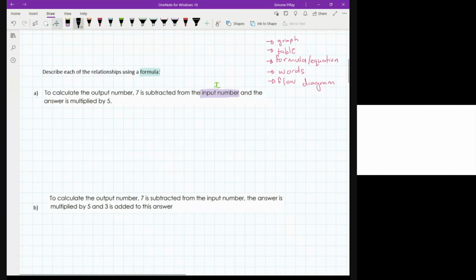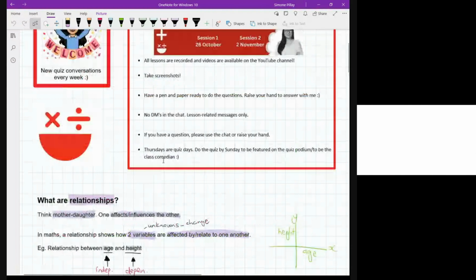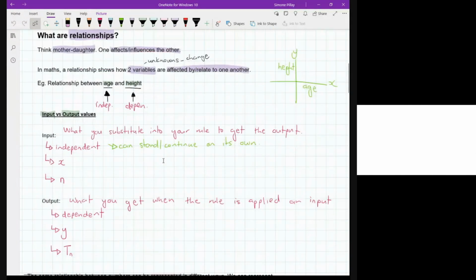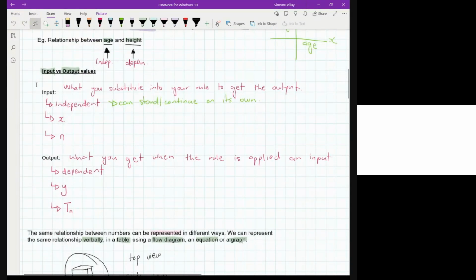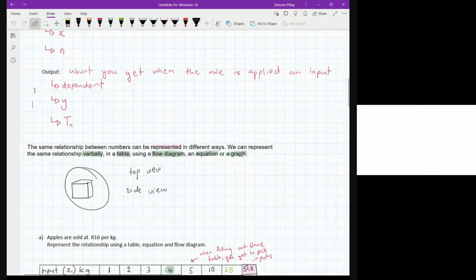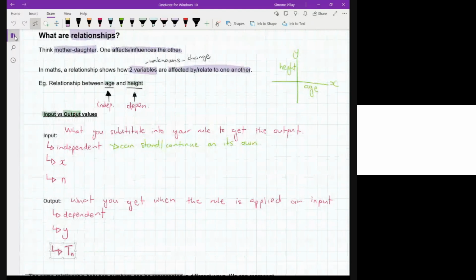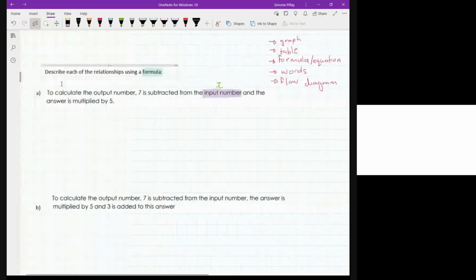Just to do a little bit of a recap, I want us to go back to this lesson we did, and remember what we said. We said that our input in a relationship is an independent variable, and we also call the input x or n. Our output is a dependent variable, and we call our output y, or we call it tn. So remember this theory. That is what we are taking into here.